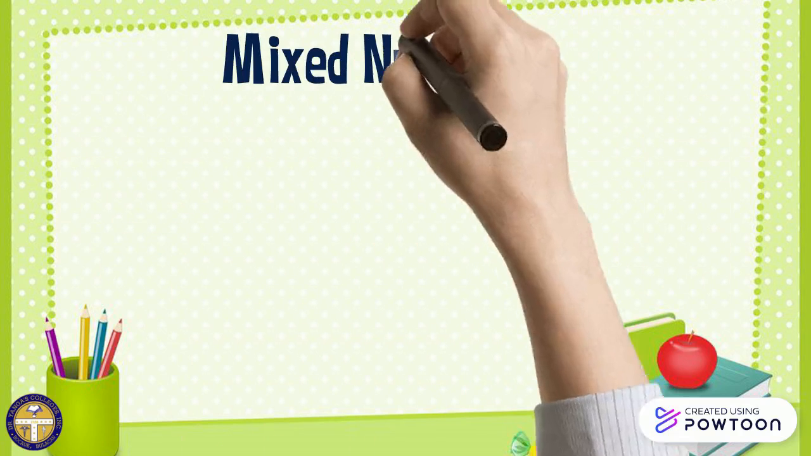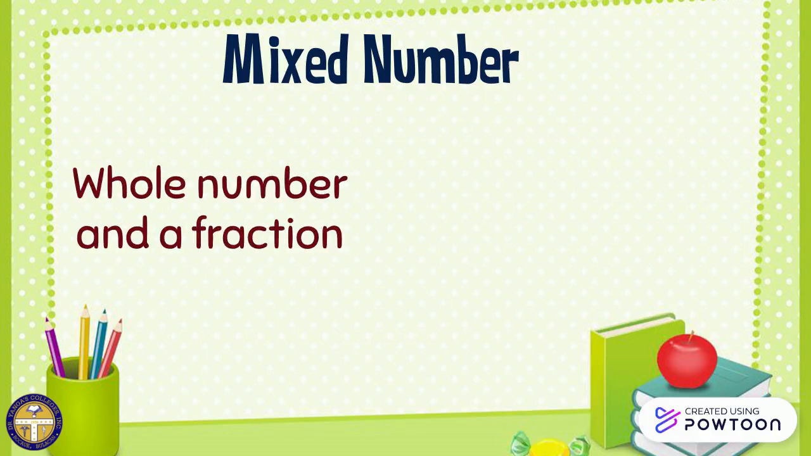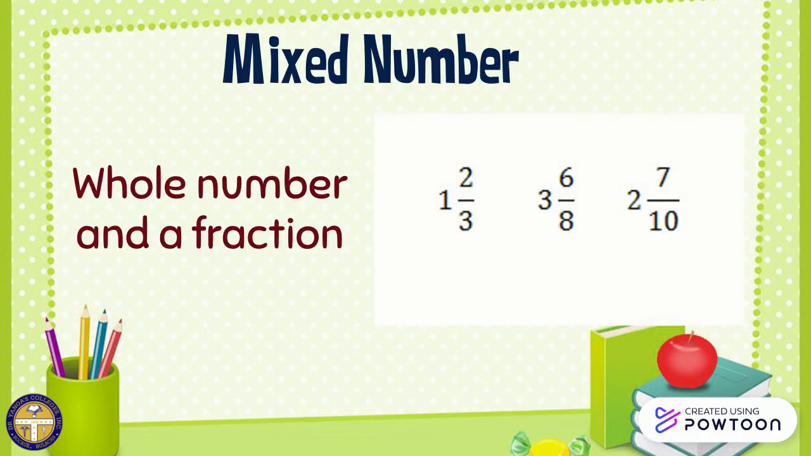And lastly, when we say mixed number, there is a whole number and a fraction. Examples are 1 and 2/3, 3 and 6/8, and 2 and 7/10.